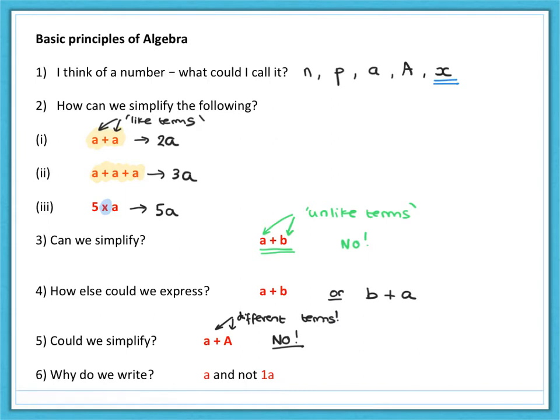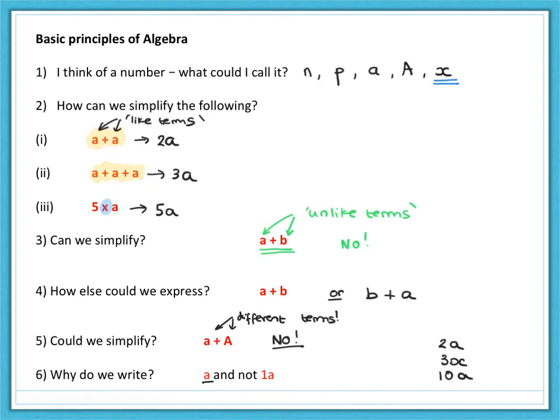Now, let's look at the last example. You will notice that if we have 2 lots of something, we write 2A or 2X or 2P, 3 lots of something, 3X, 10 lots of something, 10A, for example. But if we have 1 lot of something, we would just write A, or X, or N, or Y, etc.